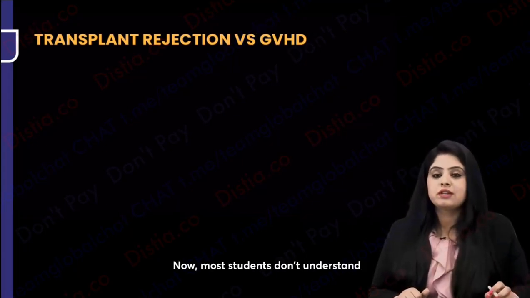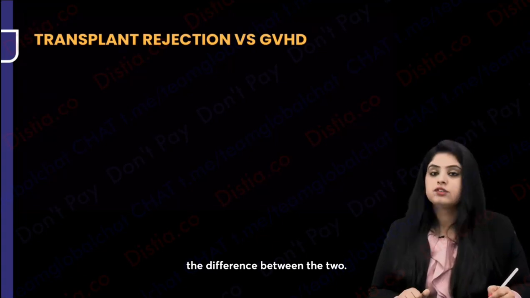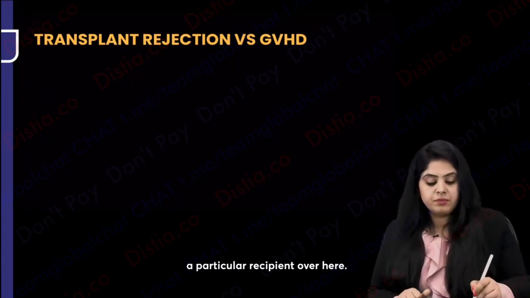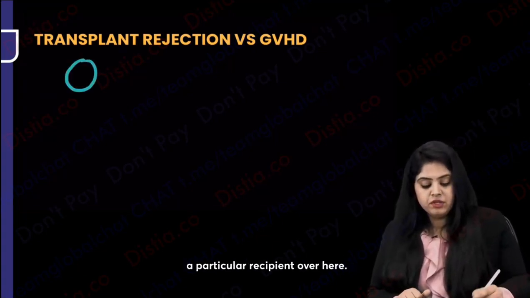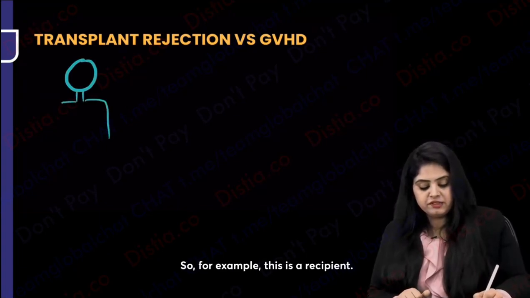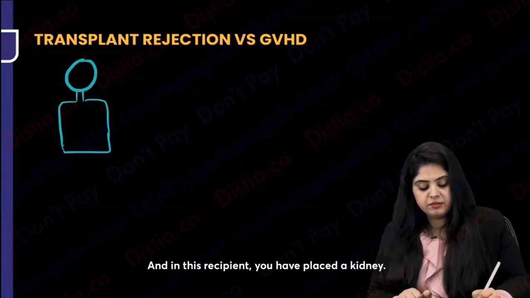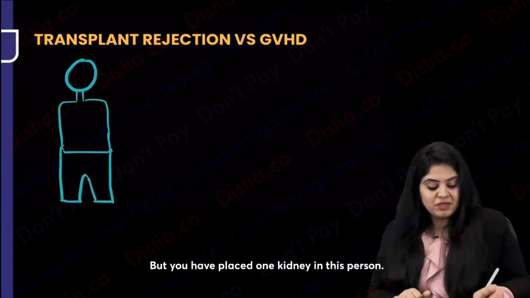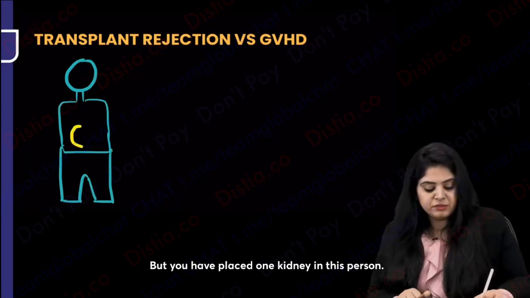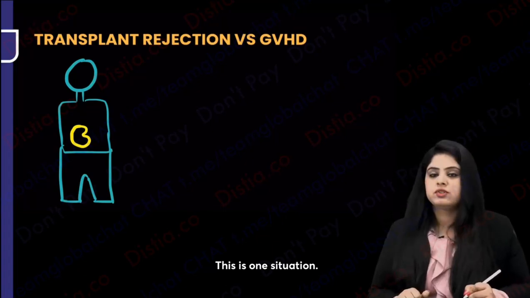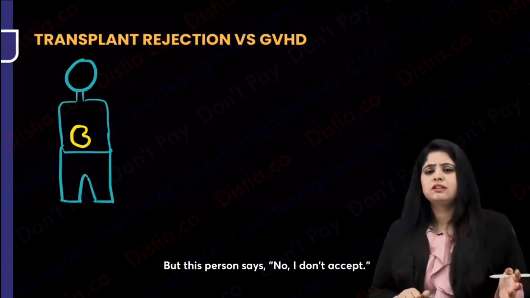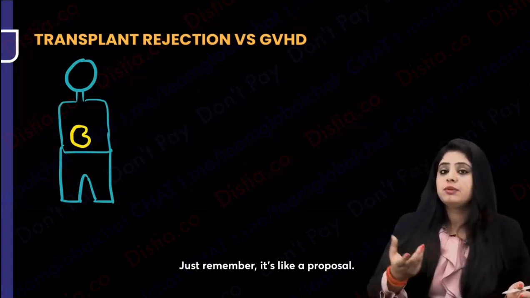Now, most students don't understand the difference between the two. So what I'll do, I'm going to draw a particular recipient over here. So for example, this is a recipient, right? And in this recipient, you have placed a kidney. Okay, very funny looking man. But you have placed one kidney in this person. This is one situation. But this person says, no, I don't accept. It's like a proposal. Just remember, it's like a proposal.